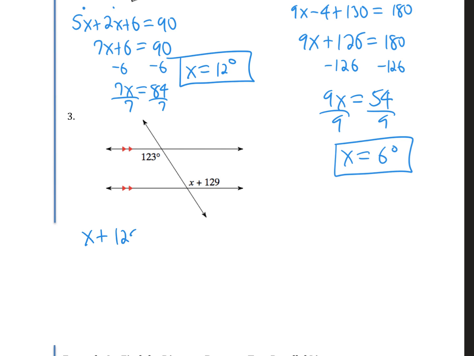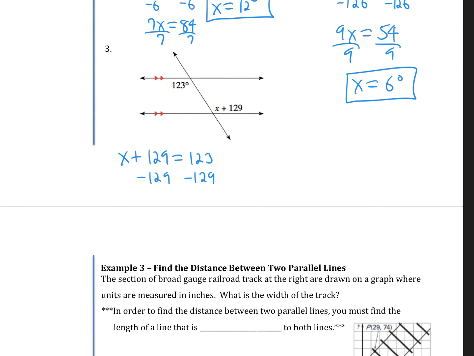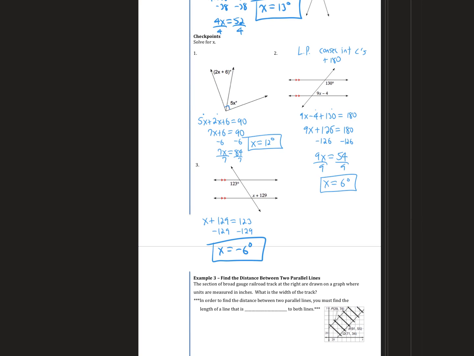So we got x plus 129 equals 123. Solve for x now by subtracting 129. And this is kind of what I was talking about. We're going to get a weird answer. We're going to get x equals negative 6 for this one. Negative 6 degrees, which is kind of a weird thing, but it is what we got.